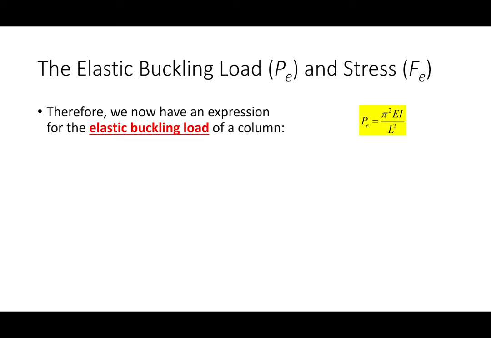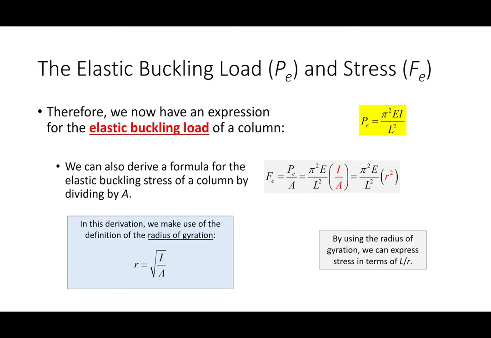Now that is the elastic buckling load. We can also calculate an elastic buckling stress. The way that we compute the elastic buckling stress is we just divide this by the area. But we have a way of rewriting that a little bit because we have a moment of inertia and we have an area. If we divide I over A, that's the radius of gyration, that's r squared. So we can do a little bit of algebra and rework it in terms of L over r.